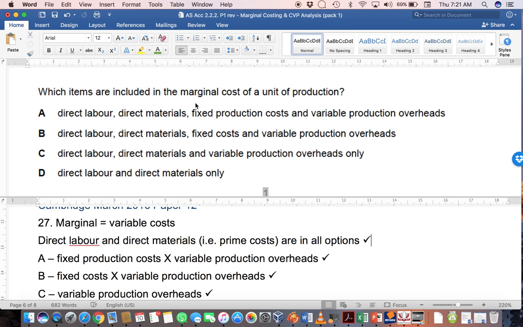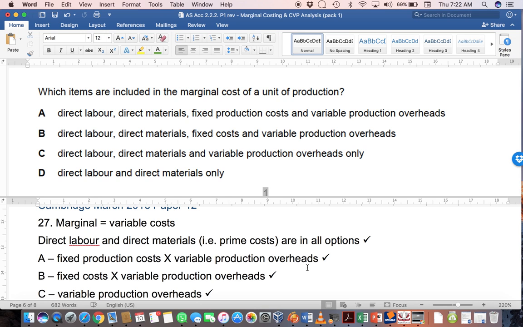So if you look at these, D is saying it's only direct labor and direct materials. All the others are showing your direct labor and direct materials plus something else. So you need to realize that obviously those would be in your marginal costs. They are by definition variable because they are direct.